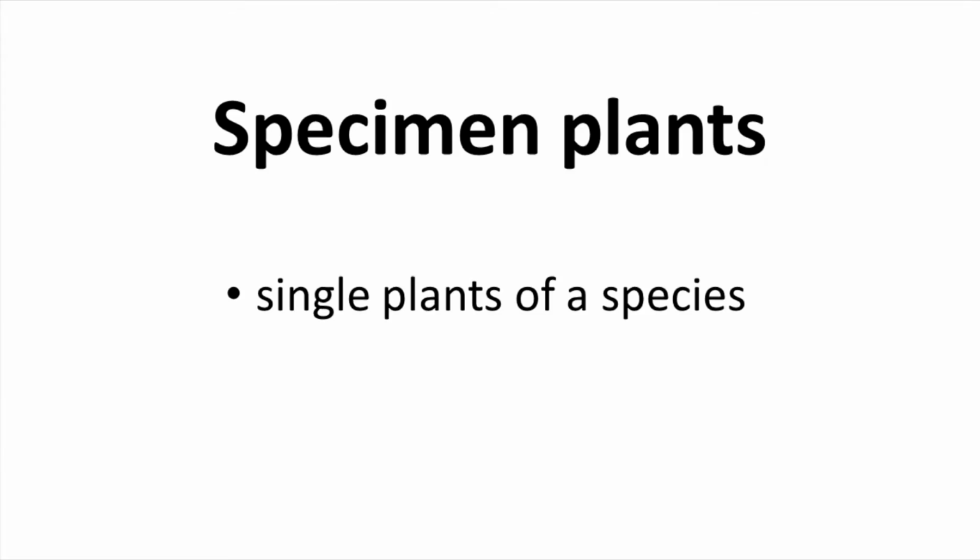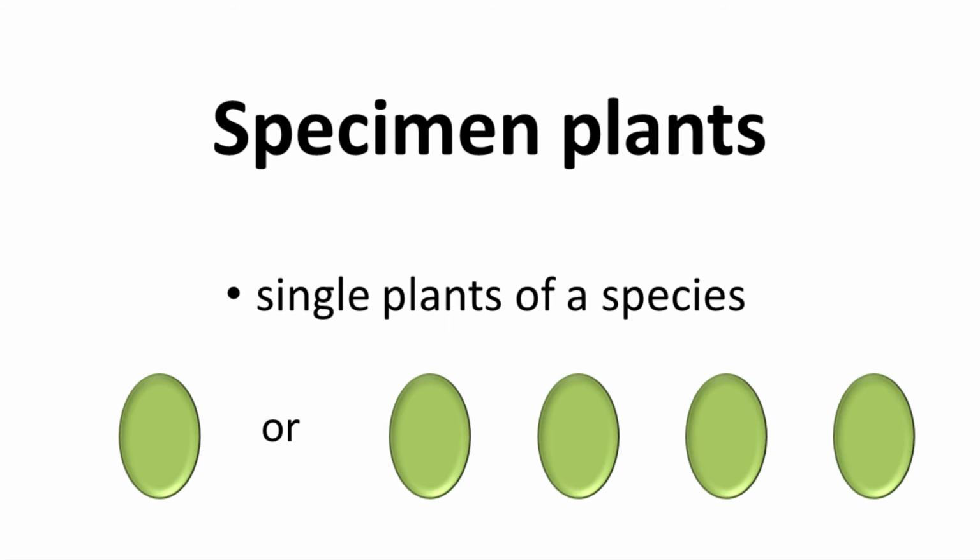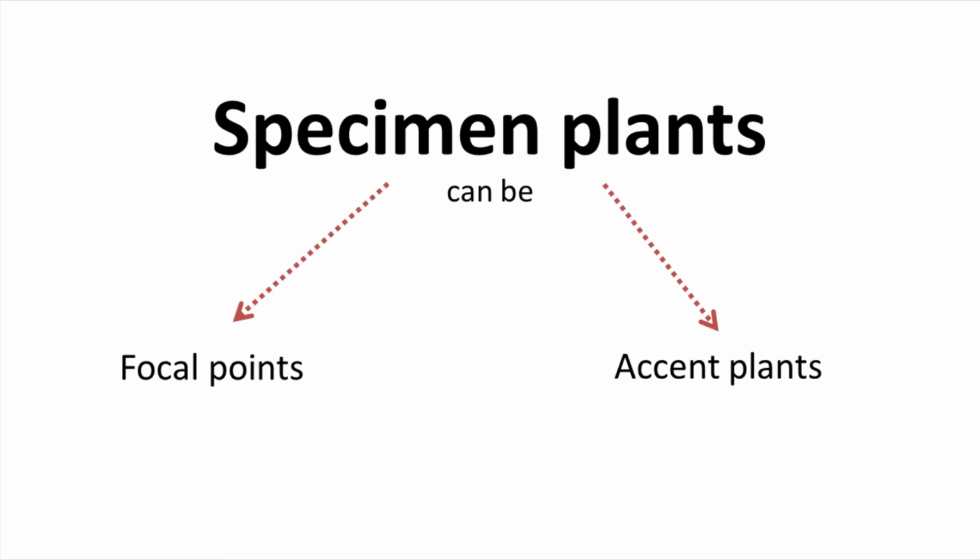The next kind of plant is called a specimen plant. By definition, a specimen plant is any plant where there is only one of it. If there are two of that kind of plant but they're not touching each other, then they are each considered a specimen plant. And because there's only one of them, it's obviously different from what's around it. That will make it stand out and be a focal point. At some point of the year, it may also flower or get bright foliage. That'll make it an accent plant as well as a specimen plant.